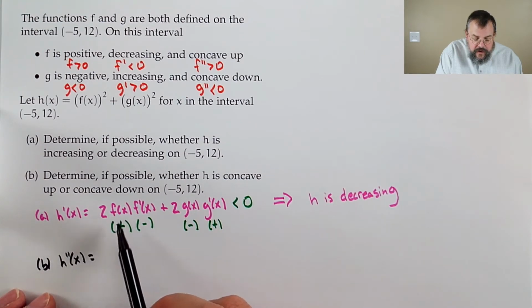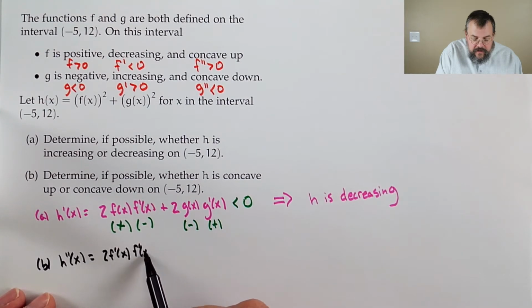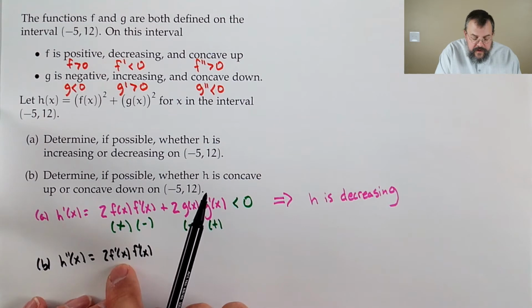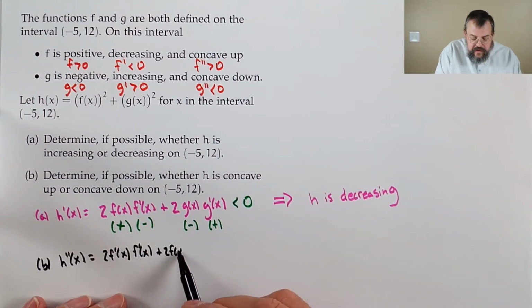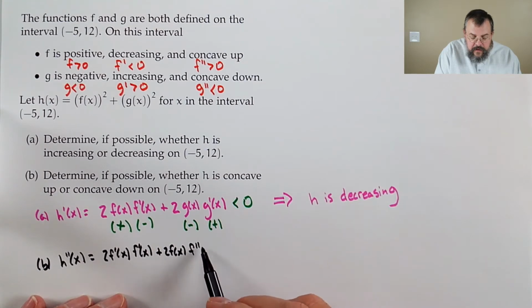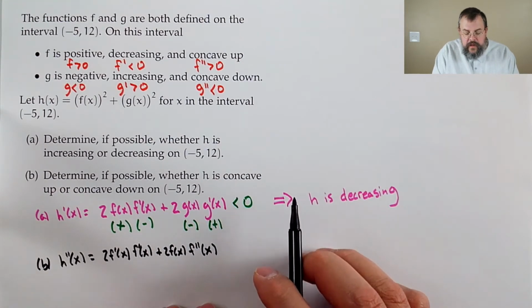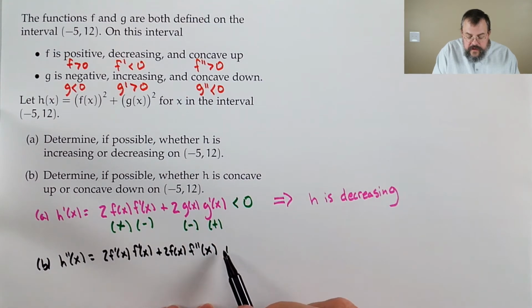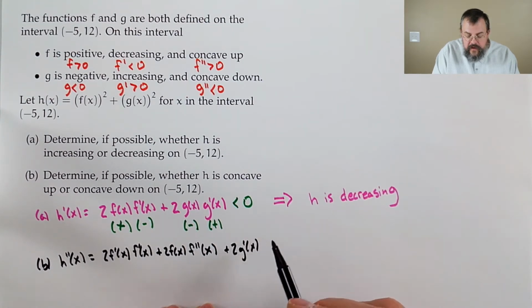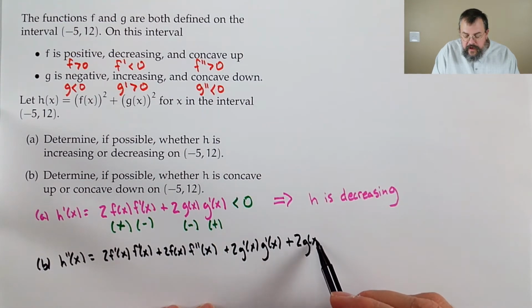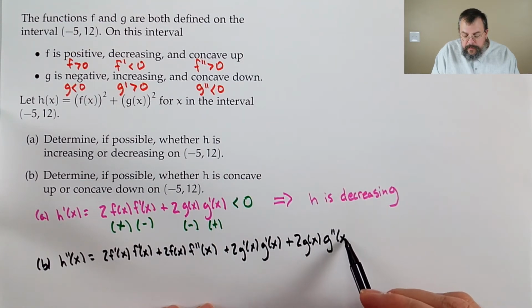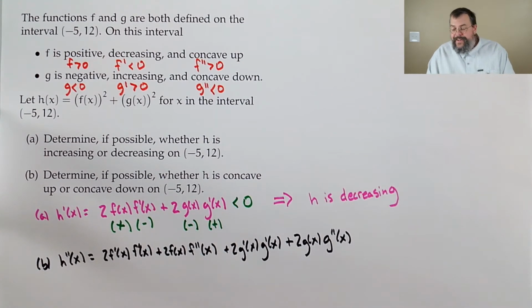Well, product rule: derivative of the first, f prime of x, times the second, plus the first, 2f of x, times the derivative of the second, which is f double prime of x. Do the same thing here. Derivative of the first, 2g prime of x, times the second, g prime of x, plus the first, 2g of x, times the derivative of the second, g double prime of x. All right, so those are all the terms.